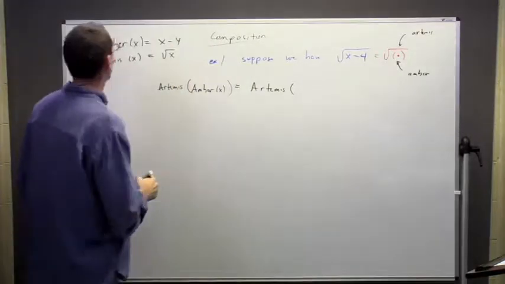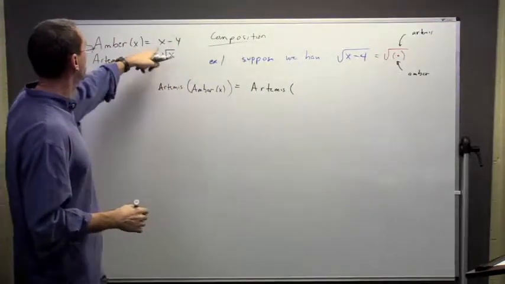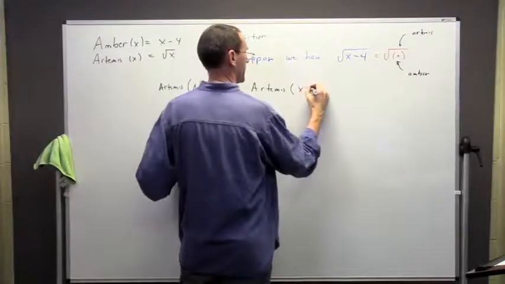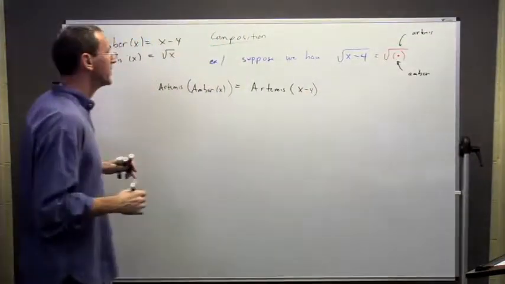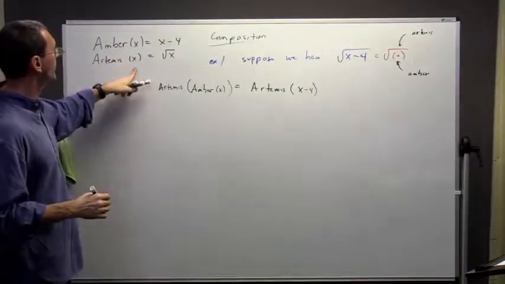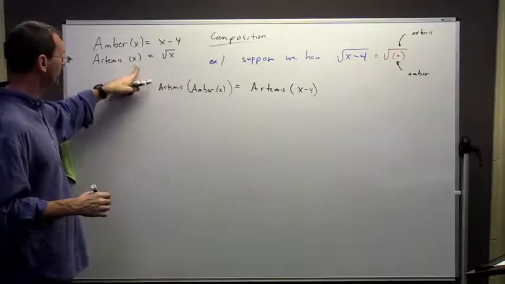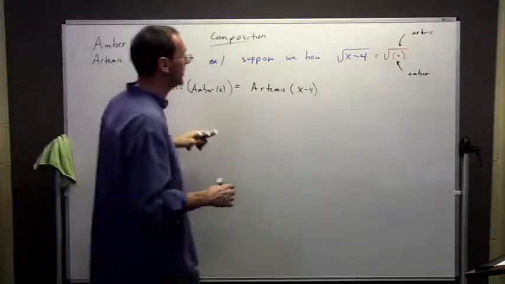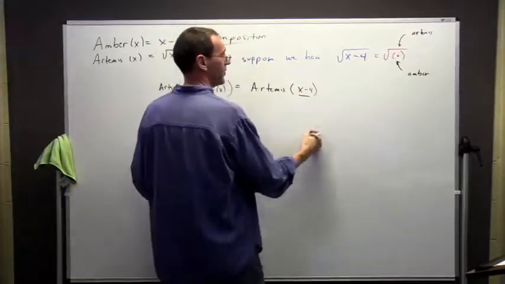So what does Amber say? Amber says if you give me an x, I return x minus 4. What does Artemis do? Artemis says if you give me an x, you give me a number, you take the square root of whatever number you give me, but the number I'm giving you is that.